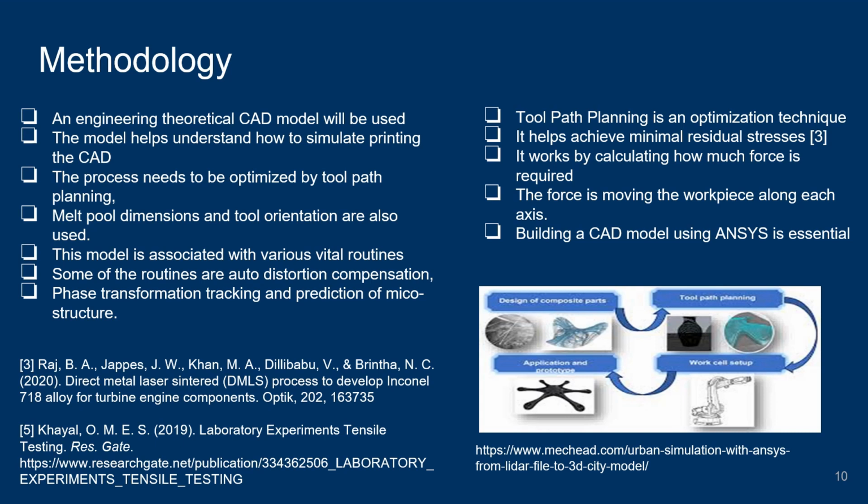Some routines are auto-dissolved compensation, phase transformation tracking, microstructure prediction, and thermal history prediction. This study investigates how to minimize residual stress in DMLS parts using two-pass planning. Two-pass planning is an optimization technique. It provides a solution for producing parts with minimal residual stress based on the current two-pass design and manufacturing conditions. Improper two-pass planning may cause residual stress in DMLS parts due to neglecting familiarity with the material. To address this issue, the project proposes methods for minimizing residual stress using two-pass planning.